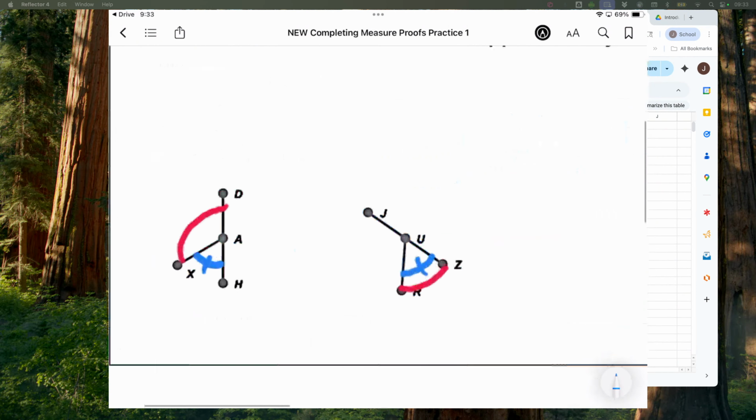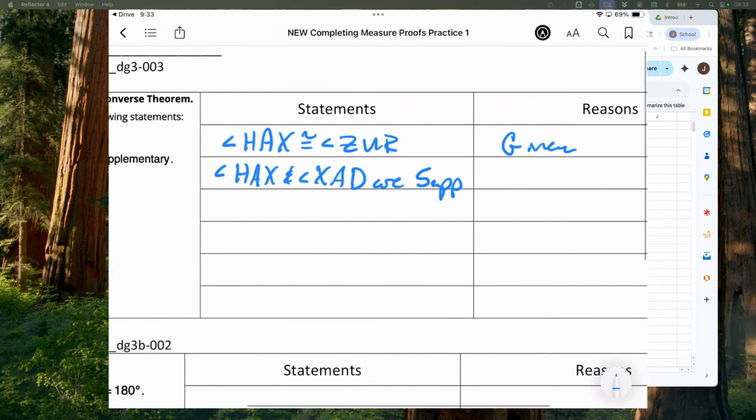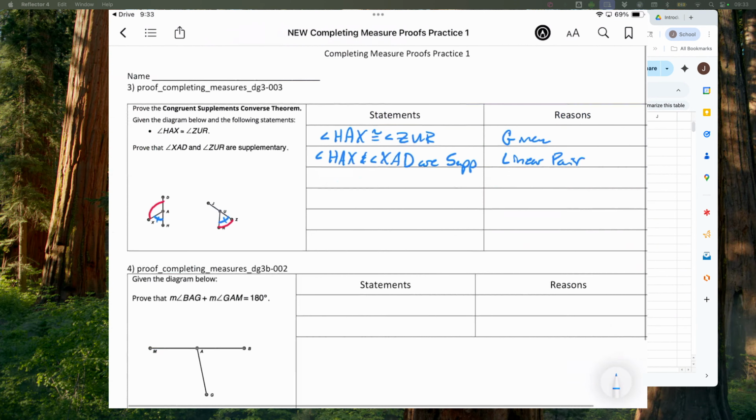That's because they form a linear pair. Those two angles on the left make a straight line. So they are supplementary because of linear pair. Since they are supplementary, their measures add up to be 180 degrees.